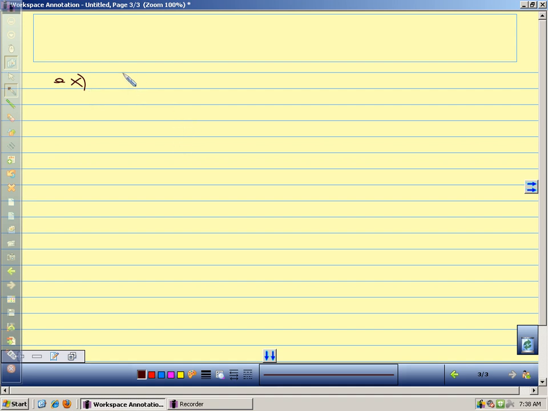So we want the equation for this example. We want the equation of the tangent plane to our surface r of u and v.